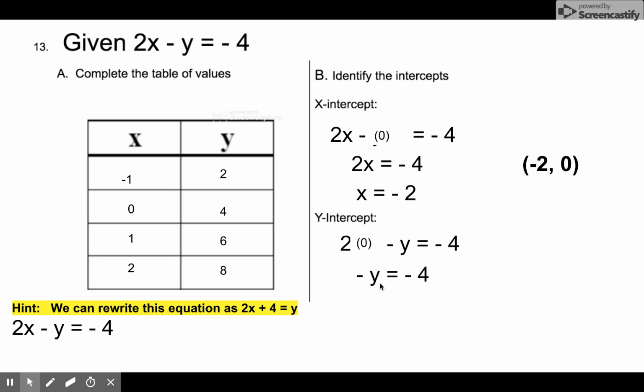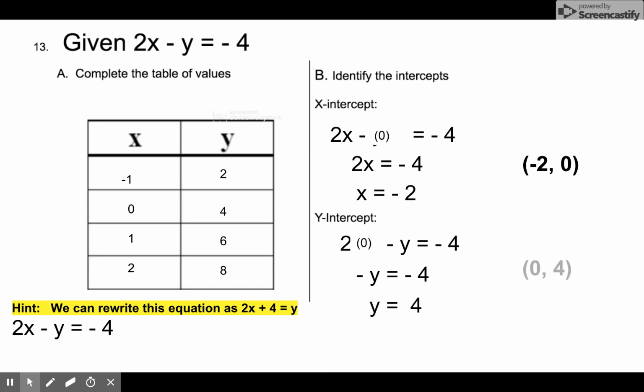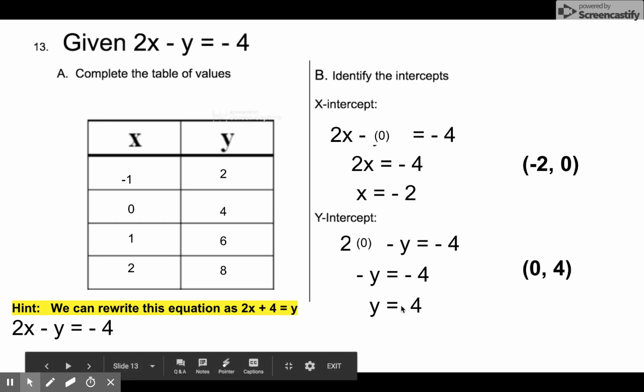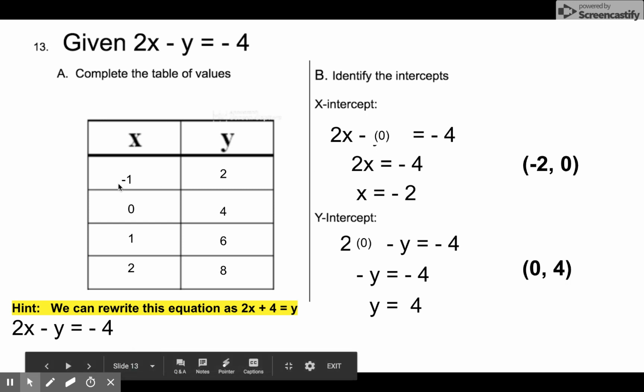So this becomes -y equals -4. Don't forget that this is a negative y, because if you forget it, then it will change your answer. So if you have -y equals -4, you can just flip the sign of the y and the 4 and make it y equals 4. So since we plugged in 0 for x, it's 0, comma, we got 4 for y, so it's 0, comma 4. So these are our intercepts, and this is the table we created.